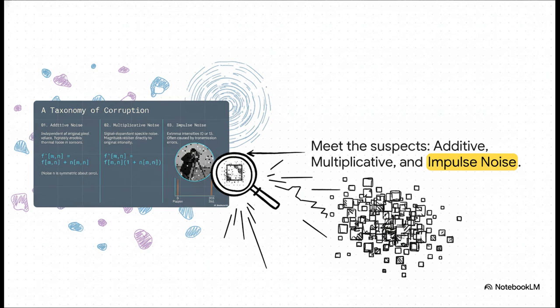Right, and these culprits, they have different MOs, different methods of attack. You've got additive noise, which is just random static, maybe from the camera sensor getting warm. But then you have something really distinct, like impulse noise. Look at this one. We call it salt and pepper noise. See those crazy bright white and dark black dots? That's a classic signature of something going wrong when the data was sent, like a transmission error.